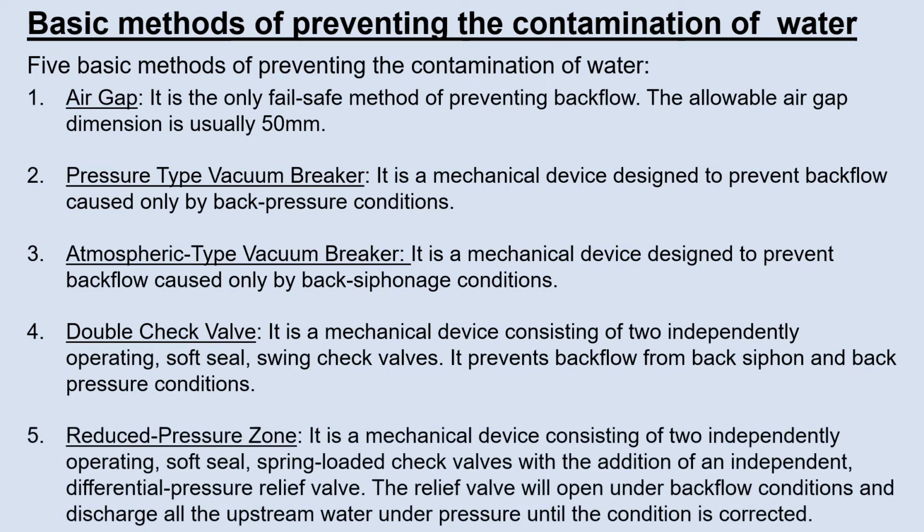And last, the fifth one, reduced pressure zone. It is a mechanical device consisting of two independently operating soft seal spring-loaded check valves with the addition of an independent differential pressure relief valve. The relief valve will open under backflow conditions and discharge all the upstream water under pressure until the conditions are corrected.